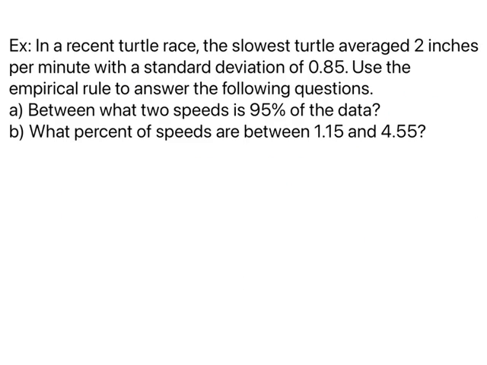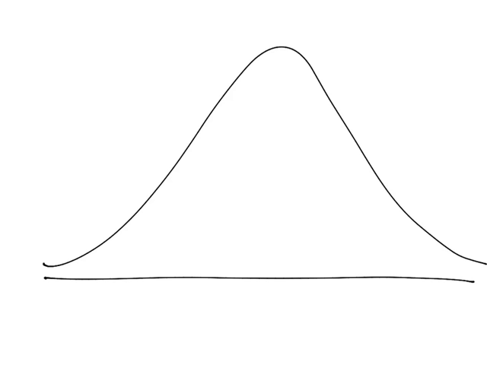Okay, so let's do one of these. In a recent turtle race, the slowest turtle averaged 2 inches per minute with a standard deviation of 0.85. Use the empirical rule to answer the following questions. Between what 2 speeds is 95% of the data, and what percent of speeds are between 1.15 and 4.45? Okay, so first things first, I'm going to draw myself a picture, because I am very visual.